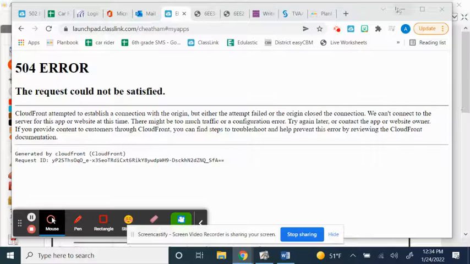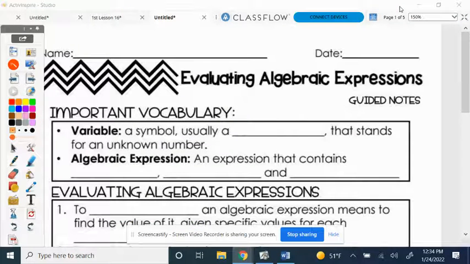Okay, so we talked about evaluate. We talked about what algebraic expressions were, and we talked about writing them. Today we're going to evaluate them. What does evaluate mean? If we don't know what evaluate means, then we really can't do anything else because we don't know what to do.